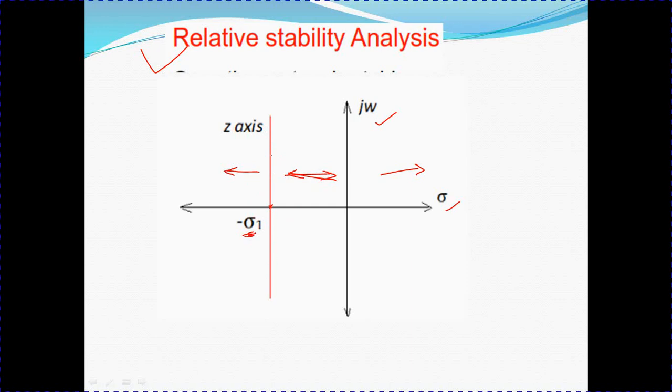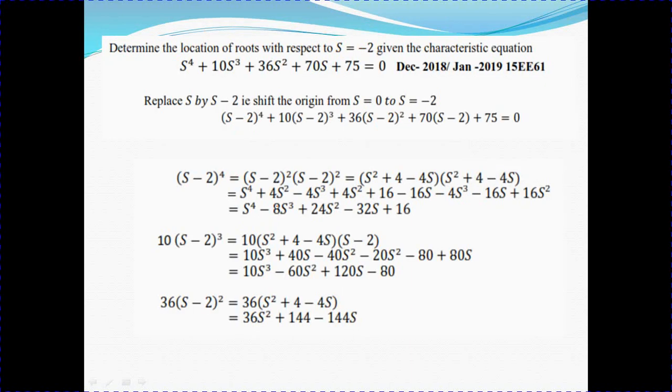Okay, so this axis is our new axis. Now what we need to do is shift the imaginary axis from the initial point, or from the origin, to some other value of sigma 1 where we want to assess the relative stability. Okay, so that's what we are going to do in the relative stability analysis. So now we are going to take an example and see how we assess the relative stability by using the RH criteria.